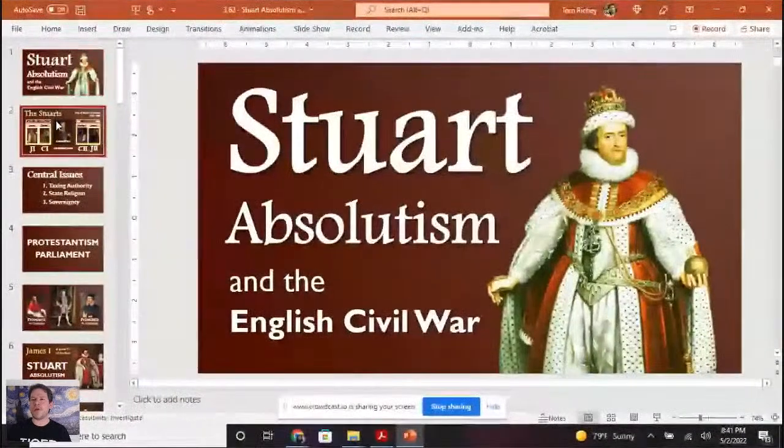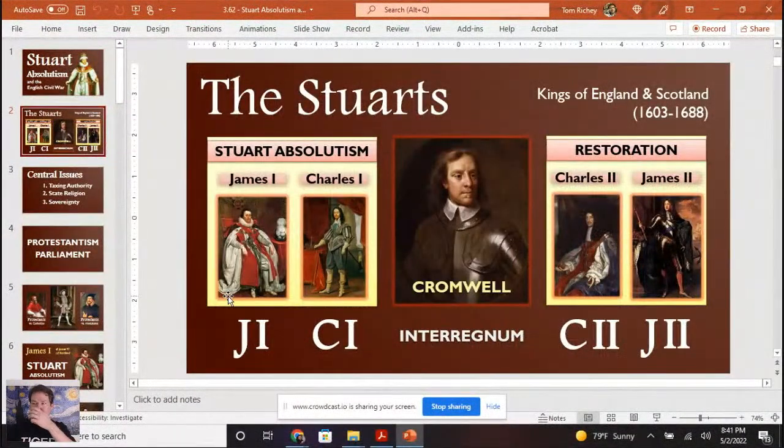James the First was really one of the first monarchs to try the absolutist system. I mean, this is before Louis the 14th. So when you look here, you've got the Stuarts: James the First, Charles the First, Charles II, James II. J1, C1, C2, J2. It sounds almost like a Star Wars droid.